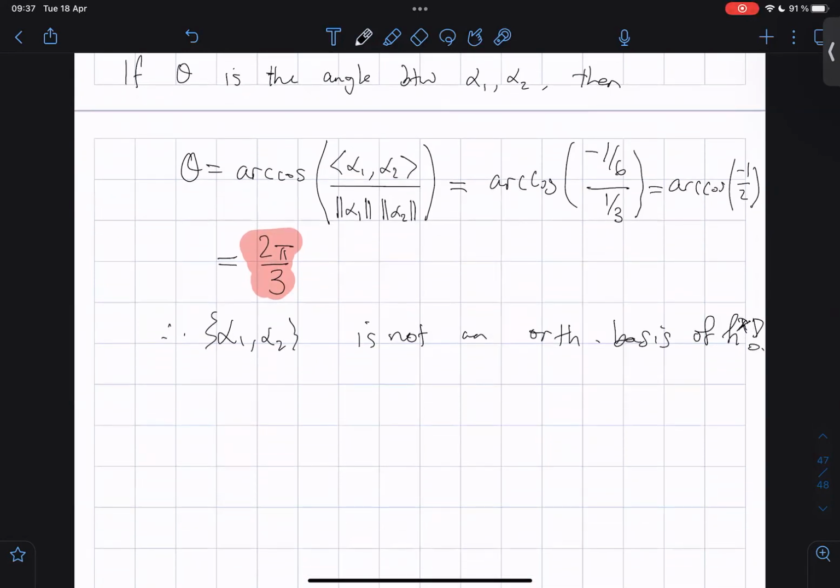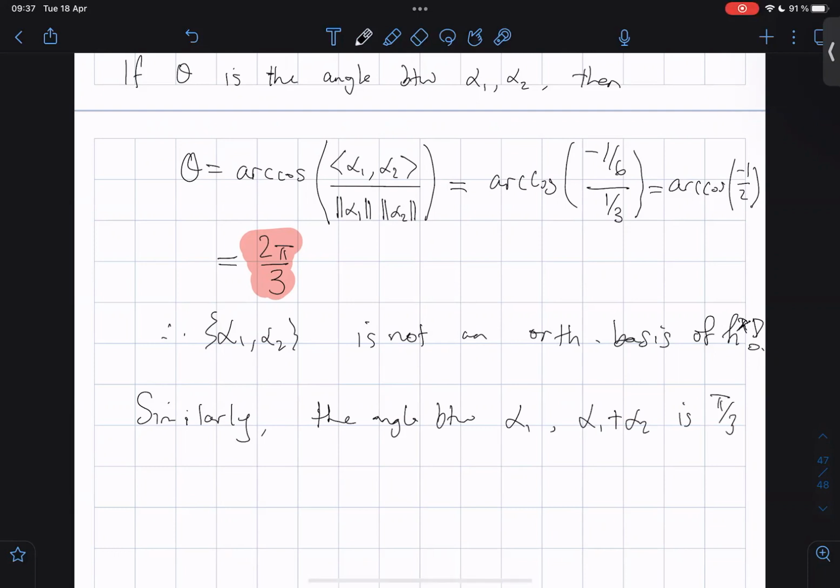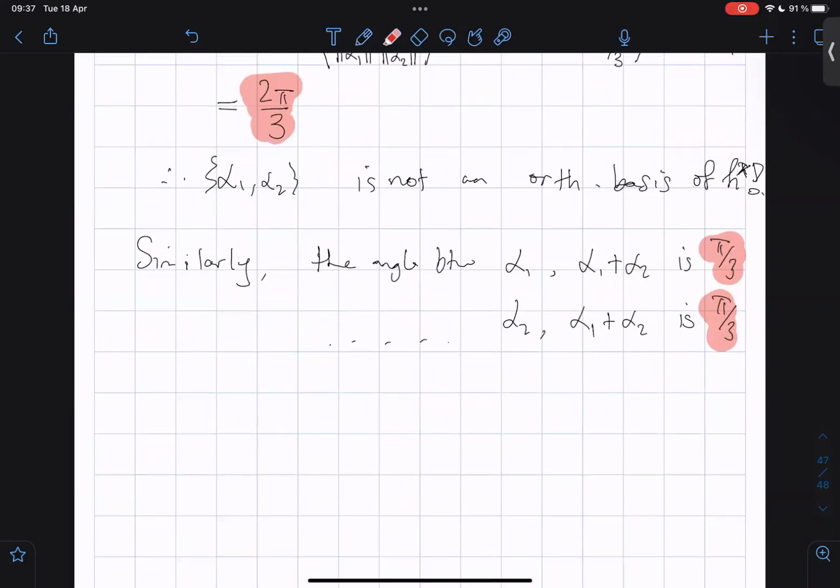Okay. So similarly, I'll just write down the result. We could calculate it. The angle between alpha 1 and alpha 1 plus alpha 2 is pi by 3. Alpha 1 and alpha 2 and alpha 1 plus alpha 2 is pi by 3.